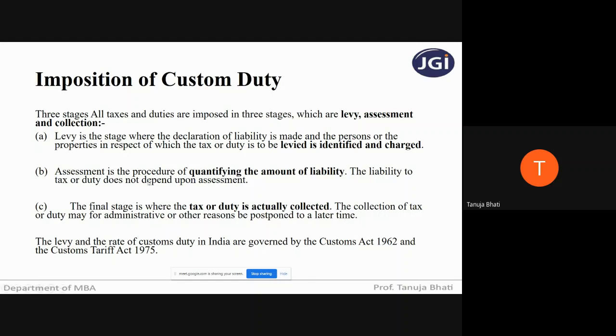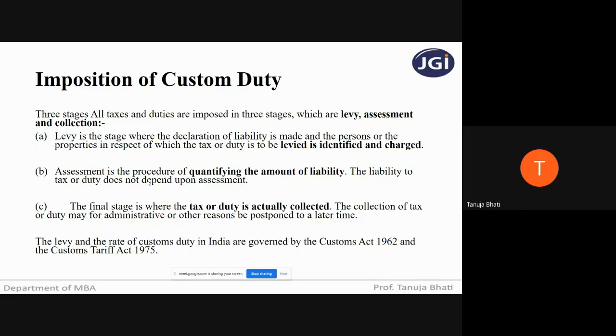The imposition of customs duty, remember students, happens in three stages. First, you levy it. You will not directly collect customs duty. Suppose a businessman of India is coming from outside India with lots of goods. As soon as he comes to the customs station, you will not start collecting the customs duty, saying "Give me the customs duty." This will not happen.